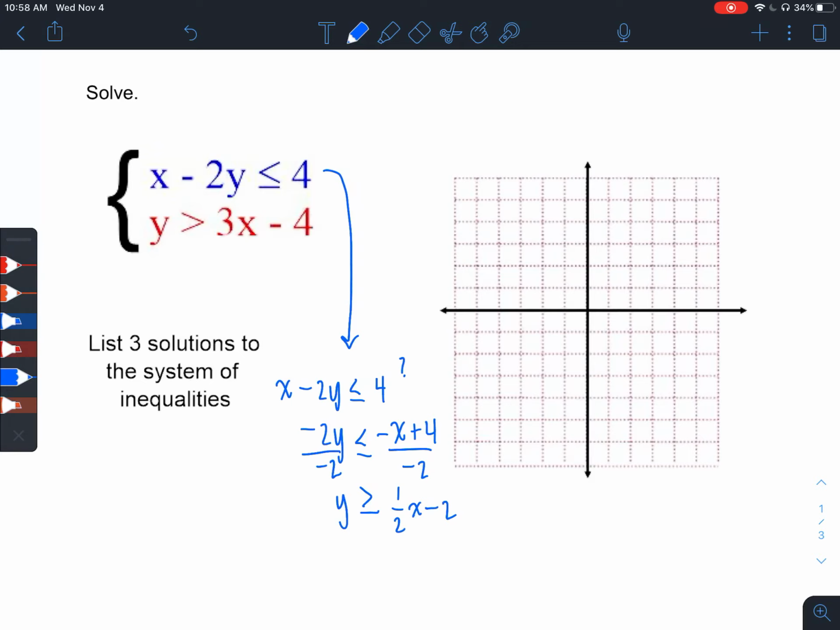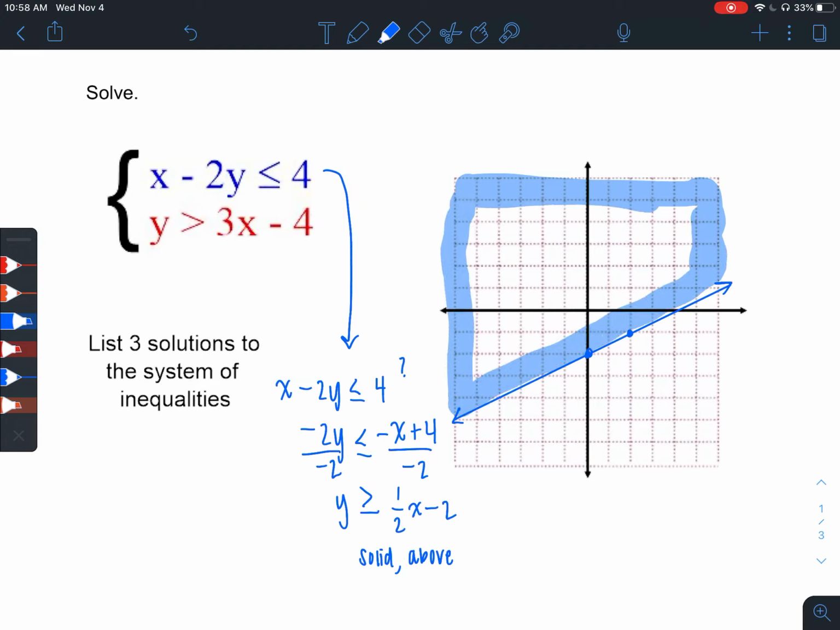We do want a solid line, and we're going to be shading above because of that greater than symbol. So here's minus 2, up 1 over 2. We have a solid line, and we want to shade above. I do suggest using colored pencils, that way you can see more easily where that overlap is.